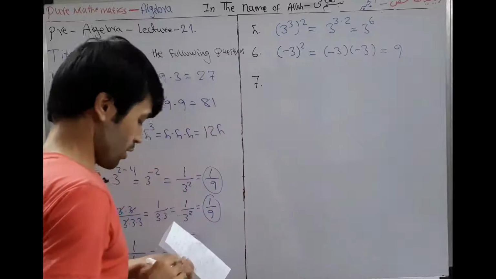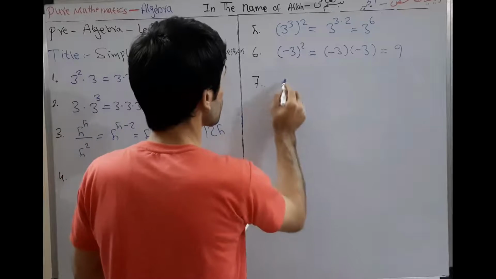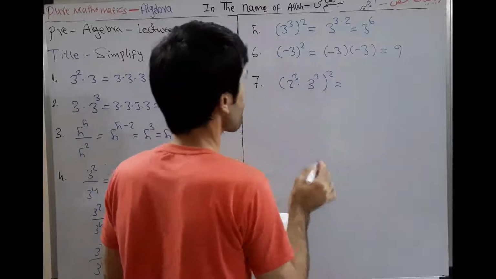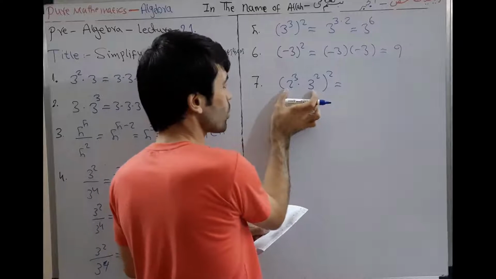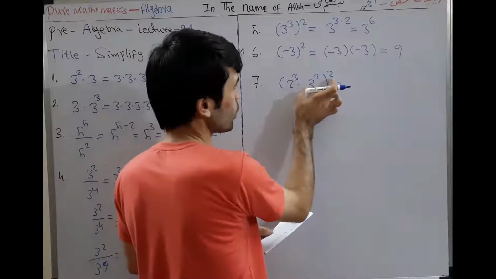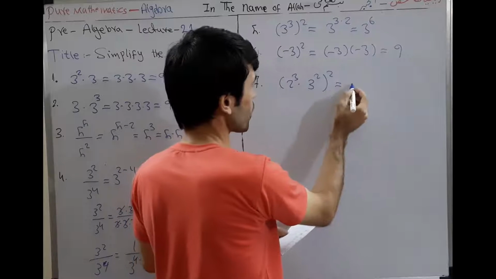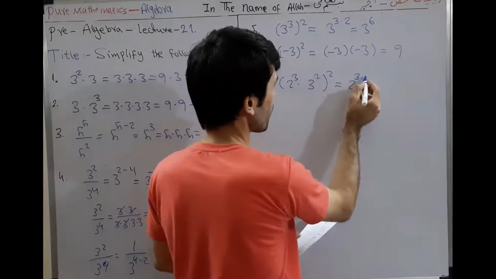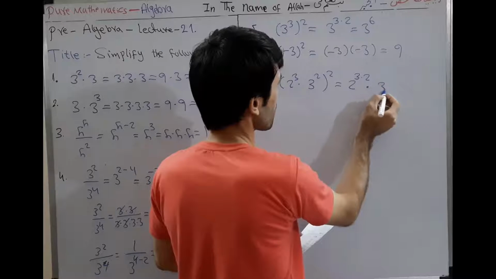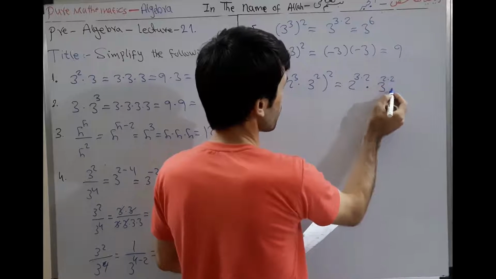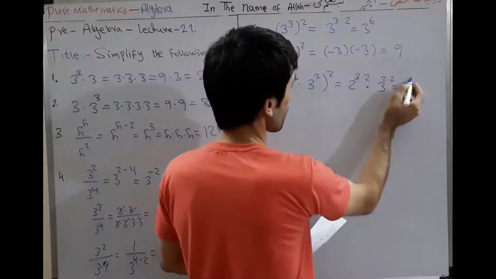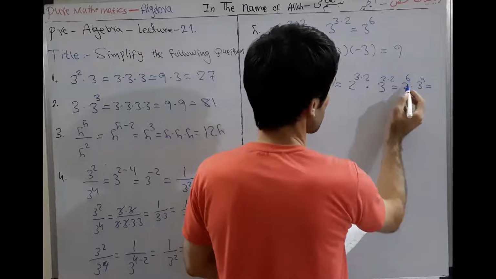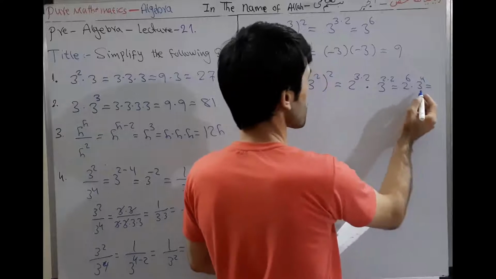Number 7, 2 to the power 3 multiplied by 3 to the power 2, whole to the power 2. If we have two numbers whole to the power of another number, we can write 2 to the power 3 multiplied by the whole exponent, and 3 to the power 2 multiplied by 2. It is equal to 2 to the power 3 multiplied by 2, 6, and 3 to the power 4. It is equal to 2 to the power 6, which is 64.